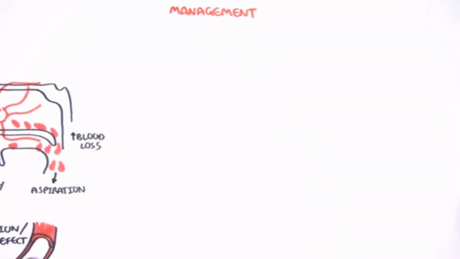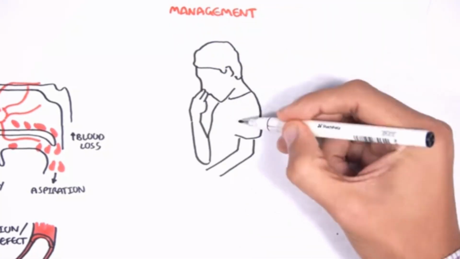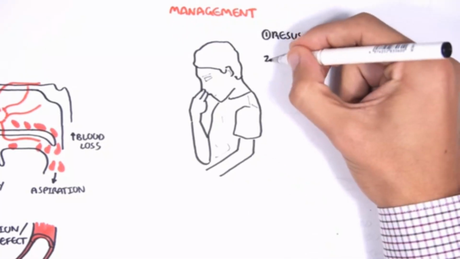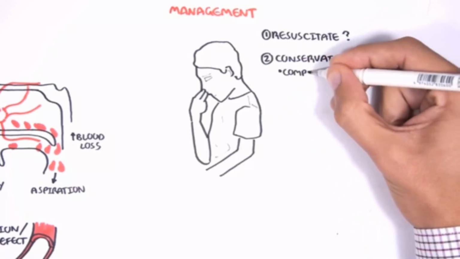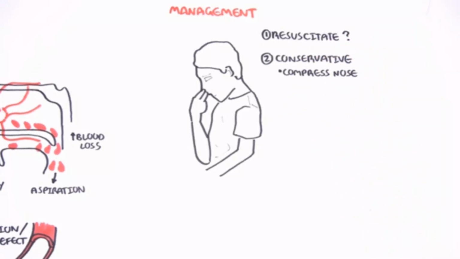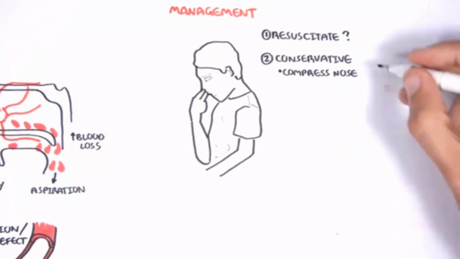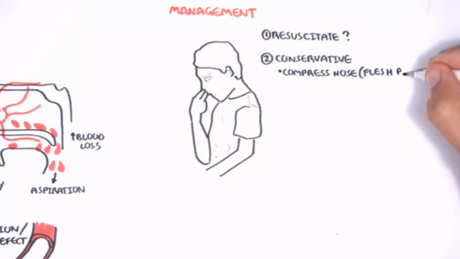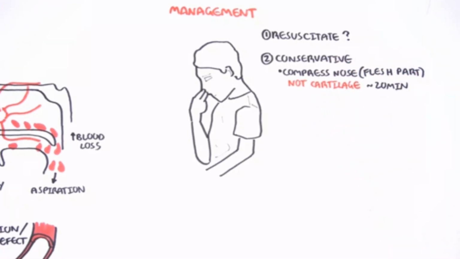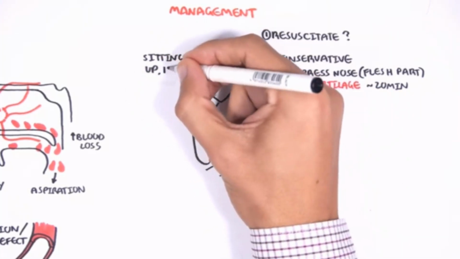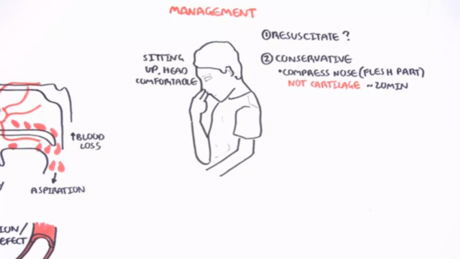The first thing with the management of epistaxis is to ask, does this person need resuscitation? Is the person stable? Then you essentially go on to conservative management, which is usually good enough for anterior nosebleeds. And this essentially includes compressing the fleshy part of the nose, not the cartilage, for 20 minutes. Getting them to sit up and forward, but have the head comfortable.